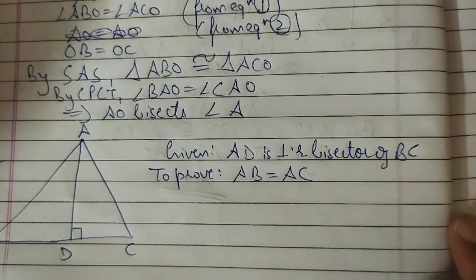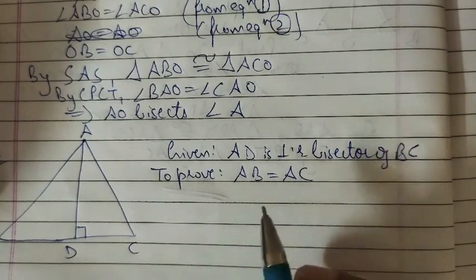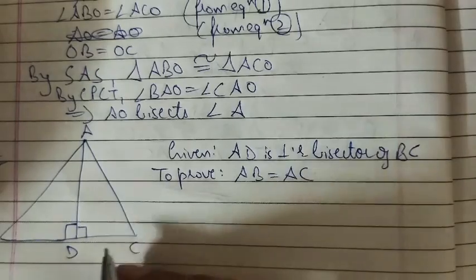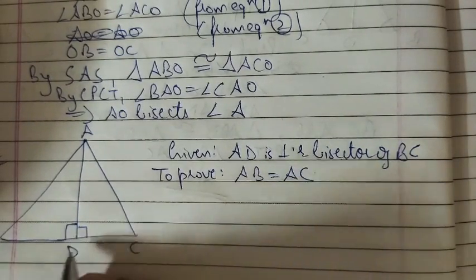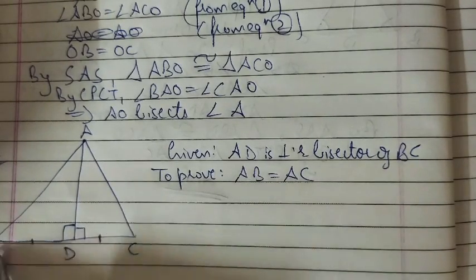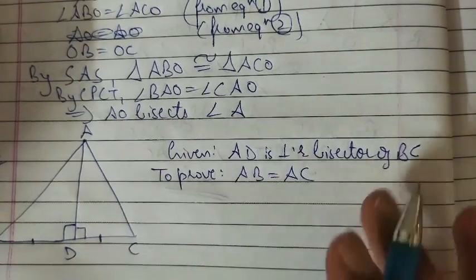Now this is question number 2. It is given that AD is perpendicular bisector of BC. Now perpendicular bisector means AD is perpendicular to BC, first thing. Second thing, AD is bisector of BC also. So that means AD bisects BC, meaning BD is equal to CD. AD bisects BC into two equal parts. Bisector means two equal parts, right? So we have to prove that AB is equal to AC.